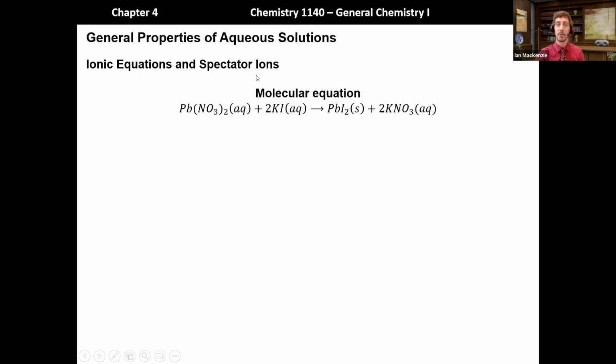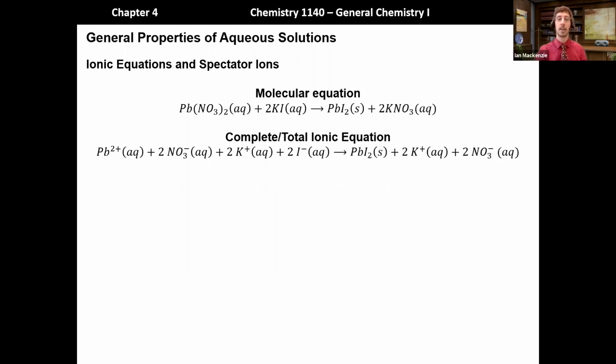So the molecular equation here just includes the full discrete formulas. But as we mentioned, the compounds, if they're dissolved in water, don't exist as the discrete formulas. They exist as the fully solvent-separated ions. And so what's more helpful is to write a complete or total ionic equation, where we break up each of the soluble ionic compounds into their solvated ions.